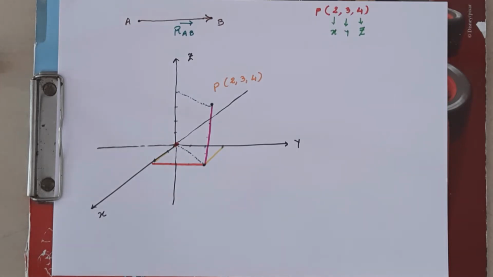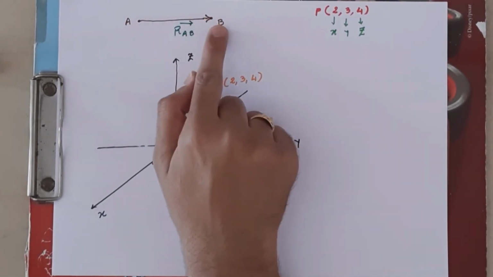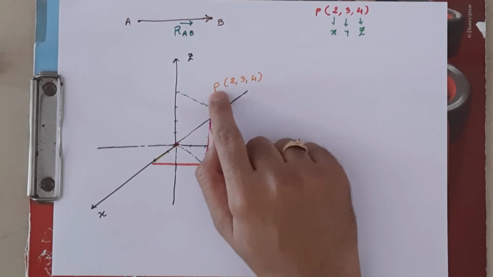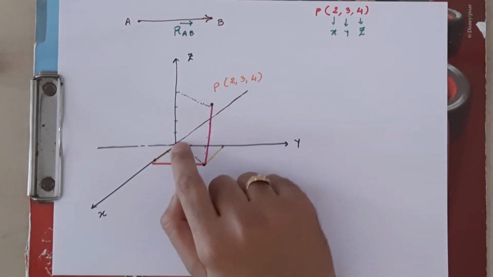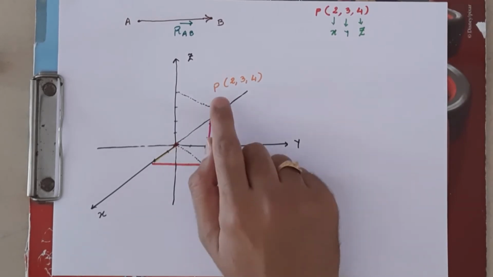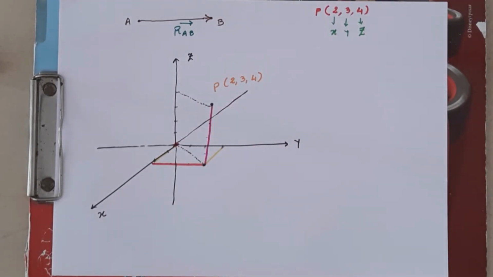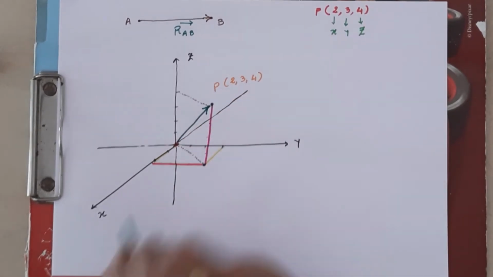Now I will draw a vector. To draw a vector we need at least 2 points, point A and point B, but here only point P is given. I have a reference point, which is the origin, so now 2 points are present: the origin point O and point P. Now I have to draw a vector from origin to point P. So this is the vector from origin to point P.